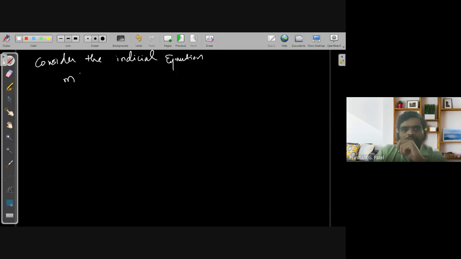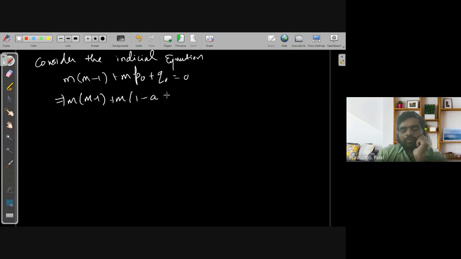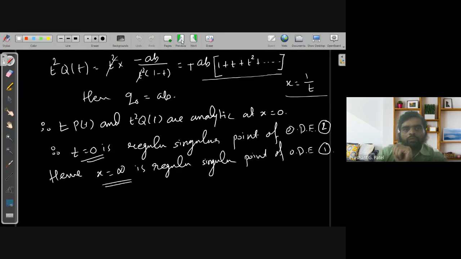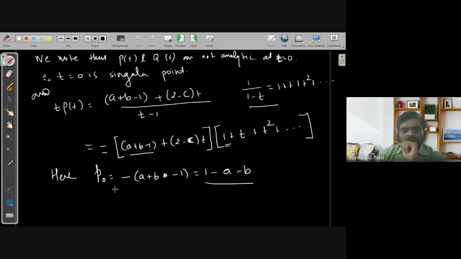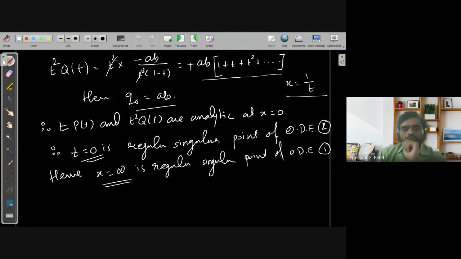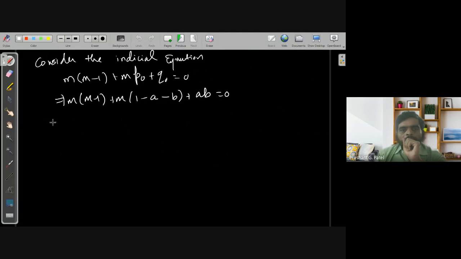That is m into m minus 1 plus m into p0 plus q0. As you know, the identical equation can be written in this form, which implies m into m minus 1 plus m into p0, that we have calculated as a minus 1 minus a minus b, and q0 is ab, that we have concluded from the previous discussion. That is, p0 is this and q0 is ab. So that's why we have this.